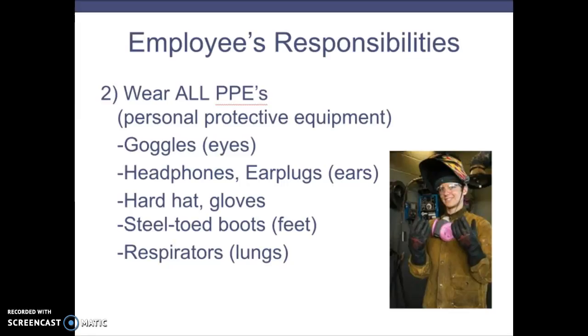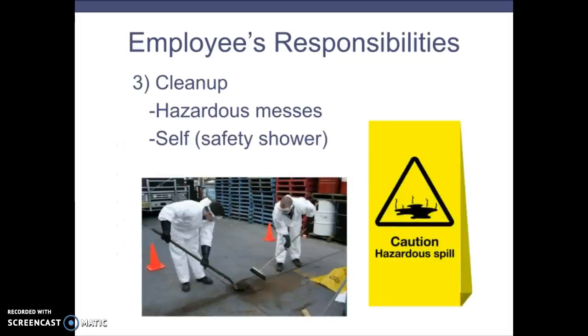These can consist of goggles, which protect your eyes, and headphones and earplugs, which protect your ears. Many of you may say, I'm not worried about my ears, but the importance is that we want you to be able to hear for years to come. Many of you have probably been at family gatherings where older relatives lack the ability to hear. While that seems irrelevant at this point in your life, it will become a factor later on. Also, hard hats, gloves, steel-toed boots, and respirators are all PPEs that your employer will provide to you and explain when and where to wear.